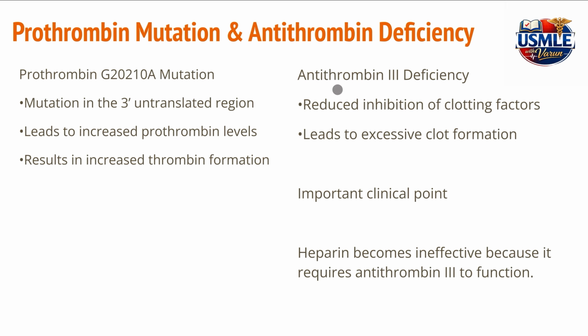Whenever there's antithrombin 3 deficiency, there's reduced inhibition of clotting factors, and this leads to excessive clot formation. With reduced antithrombin 3, heparin given exogenously becomes ineffective because it requires antithrombin 3 to function. Together, prothrombin mutation and antithrombin deficiency can lead to increased clotting tendency.